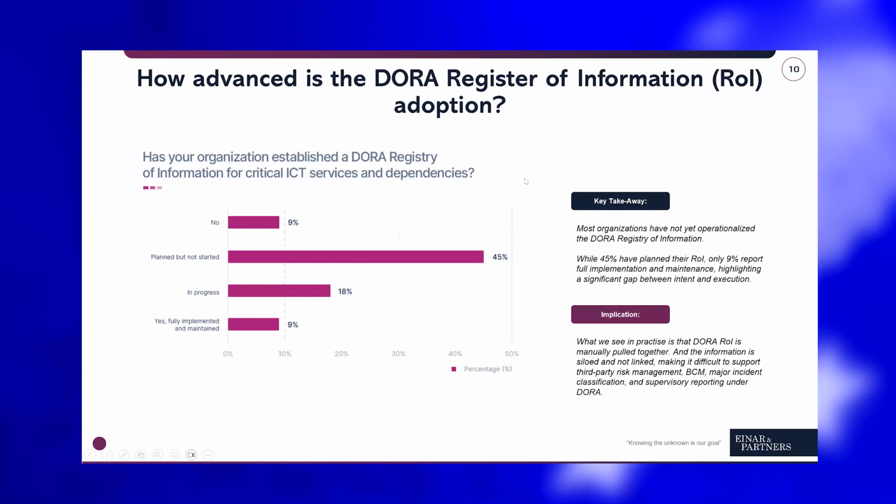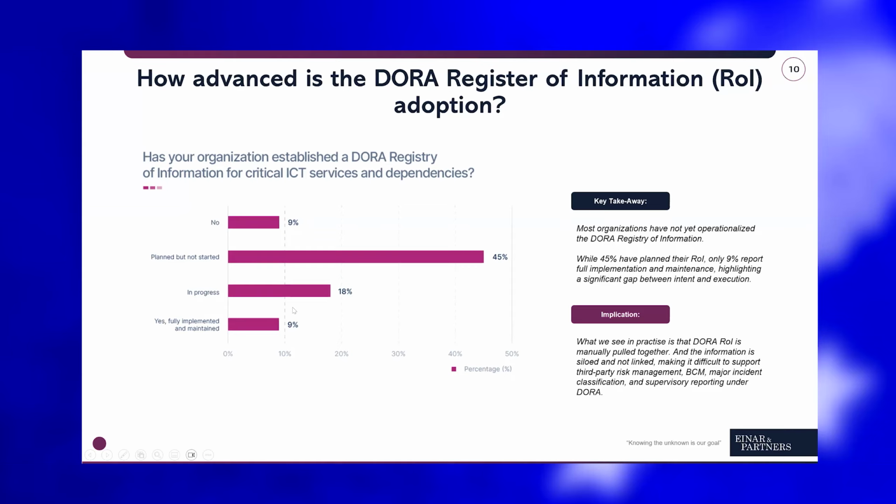And often what that is attached to at the end of the day is that there should be a DORA register of information. And one of the questions that we ask then is, how advanced have we really come on that journey? And have organizations really established their DORA register of information, especially for the critical ICT services and dependencies? Here it is starting to look a little bit better. A handful still is on the clear no. Most people have planned it but not started.